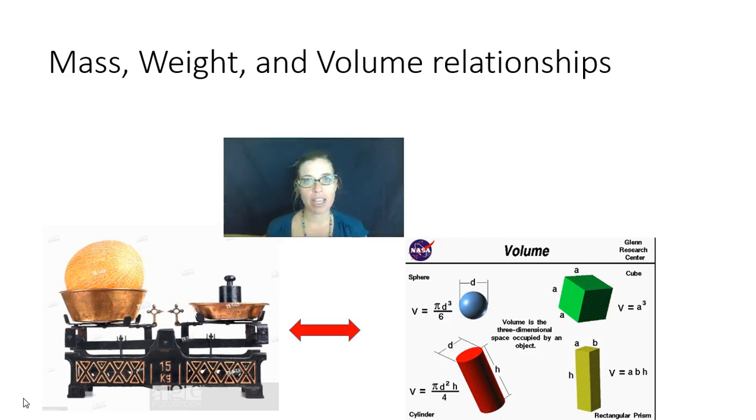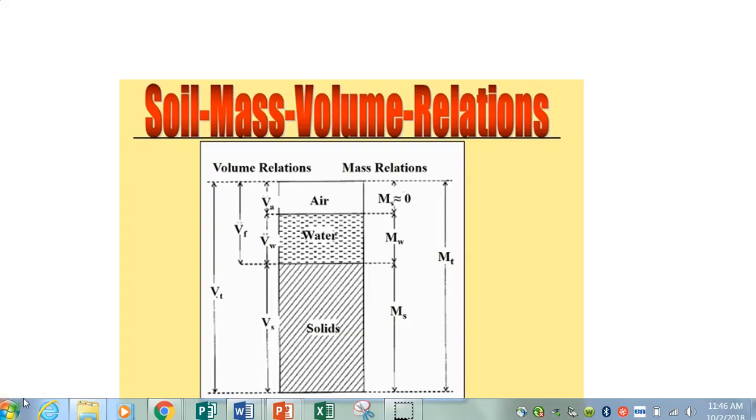I'm going to be talking about mass and volume relationships because early on that really confused me, and I thought perhaps somebody else might need some clarification. I really liked the picture that our professor pulled out of the textbook that showed the relationships between air, water, and solids. This particular picture shows the relevant proportions of volume and mass.